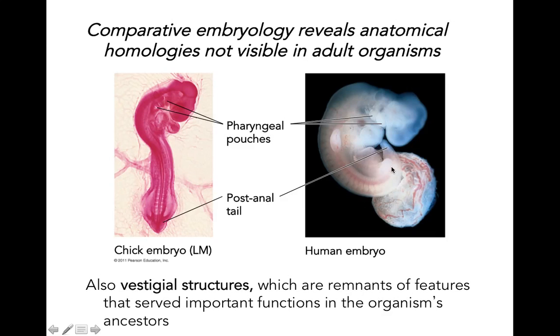So that postanal tail gives us another line of evidence for evolution, which is vestigial structures, which are remnants of features that may have served an important function in our ancestors, but don't really serve us so well today. But they're still there because there hasn't been a selective pressure to remove that particular feature.